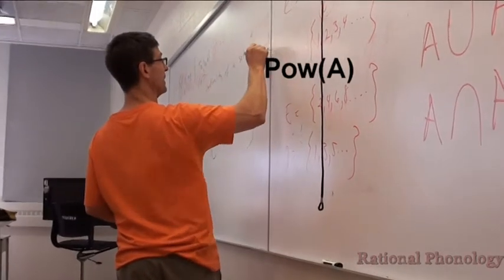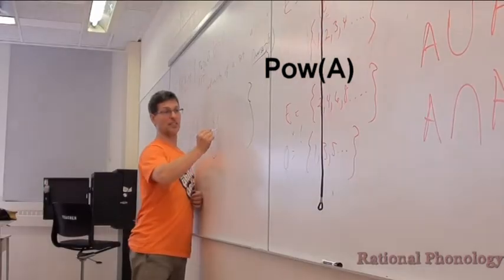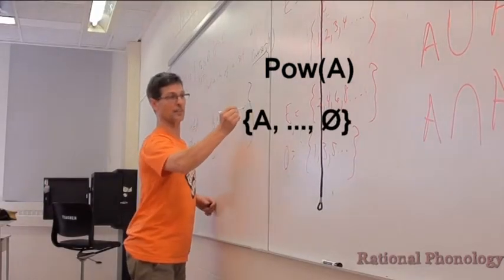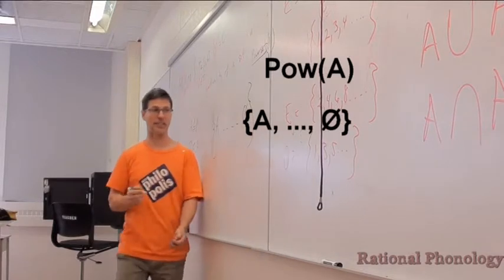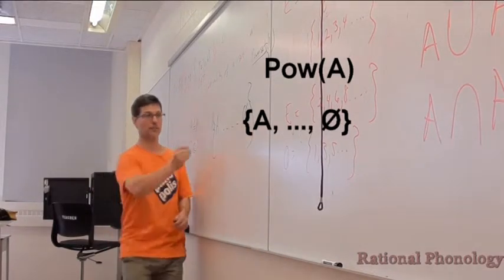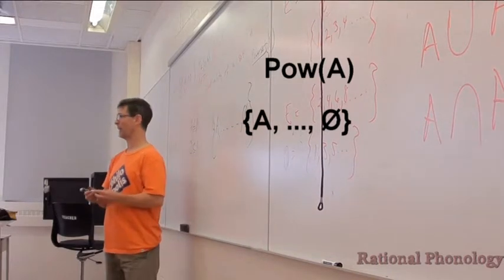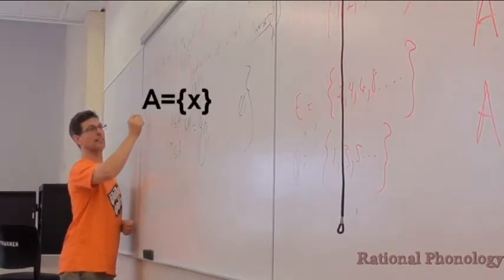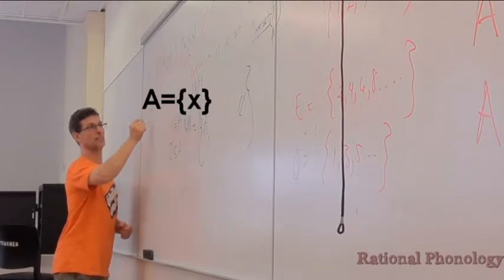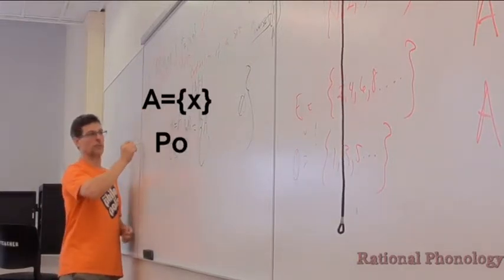The power set of A. It's all the subsets. So it's every subset of A, which is going to include A itself, the empty set, and maybe some other junk. We got to see. So let's say A is the set that contains just X. And now let's do the power set of A.